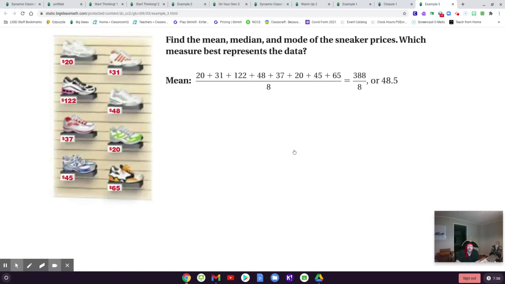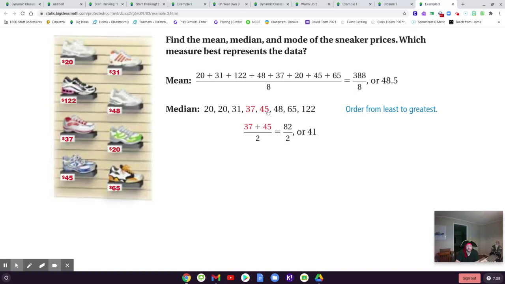So the answers for the mean, hopefully you said $48.50. For the median, 37 and 45 are both in the middle. So you add those up and divide by 2, and you get 41 is the median. And then the mode we said was 20. Okay, so between $48.50, $41, or $20, which one is the best representation for what these shoes cost?